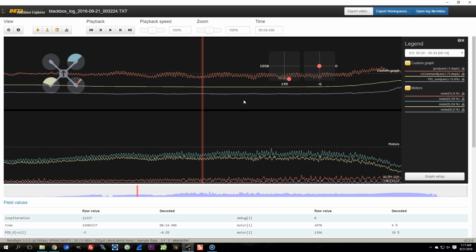Don't buy the Eachine Falcon 210 for many reasons. Happy flying.